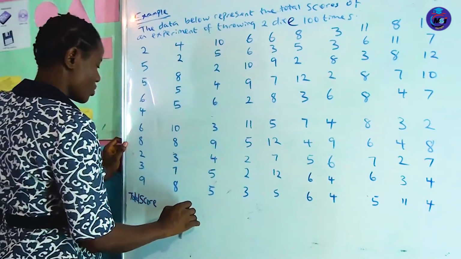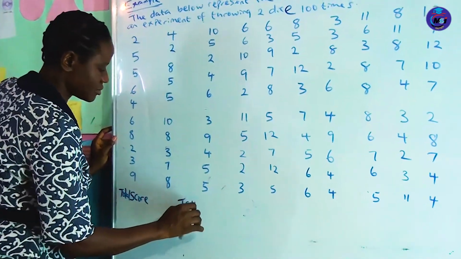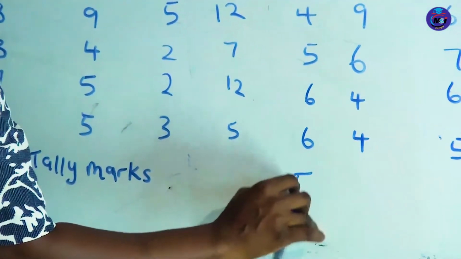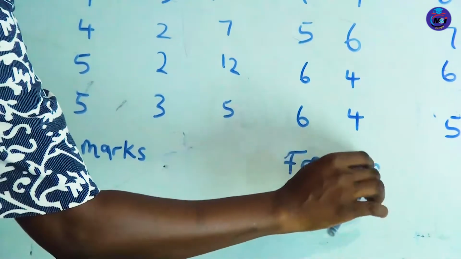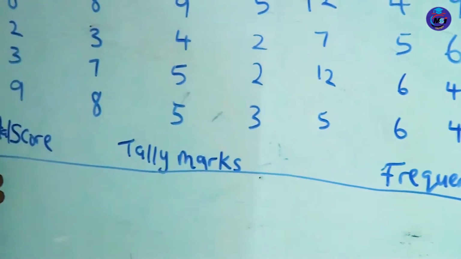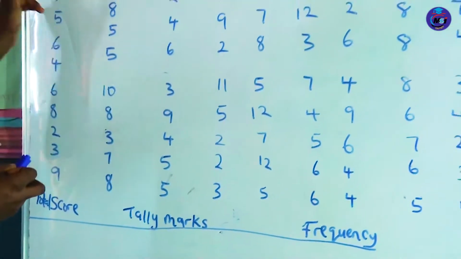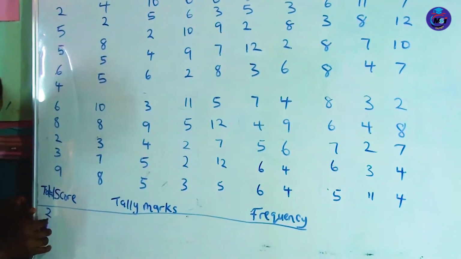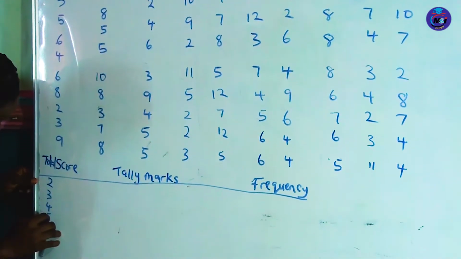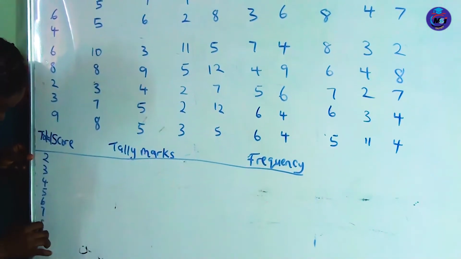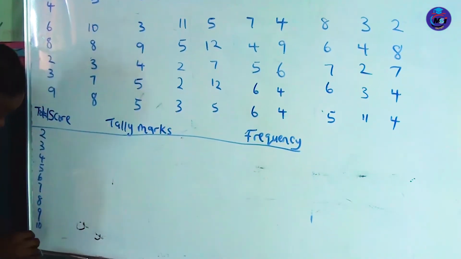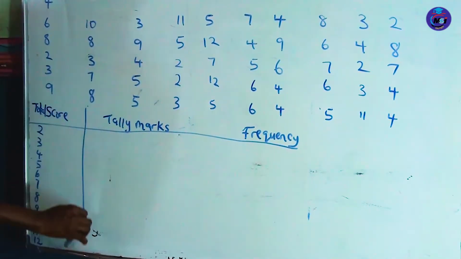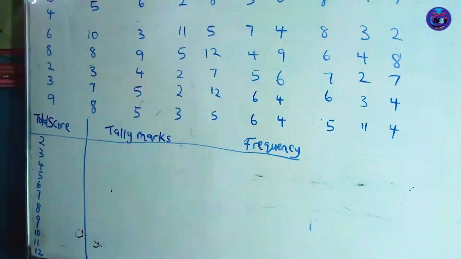Now we have the tally marks, and then the frequency. The scores range between 2 and the highest, which is 12. So we are going to have 2, 3, 4, 5, 6, 7, 8, 9, 10, 11, and 12. So these are the total scores. Now tally. We'll take it one by one.